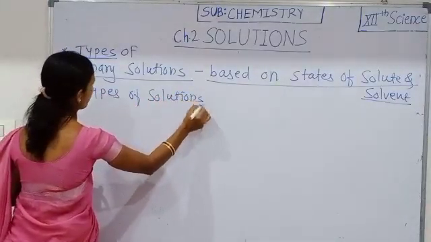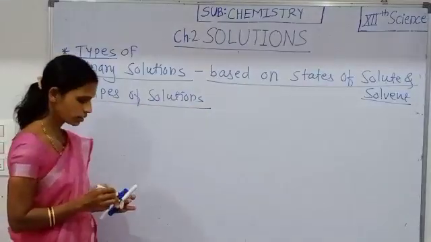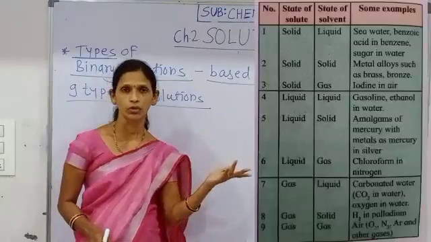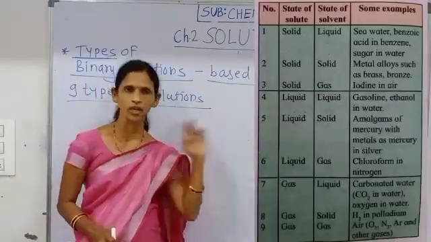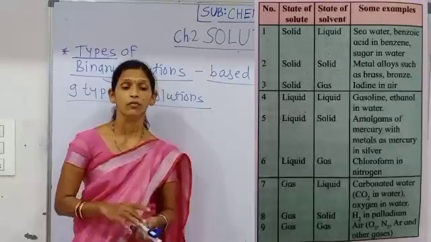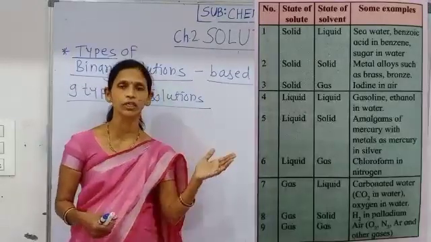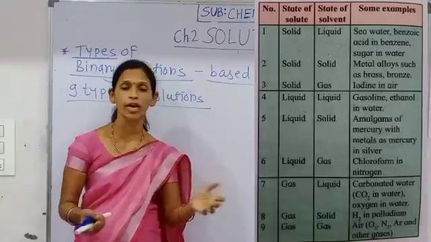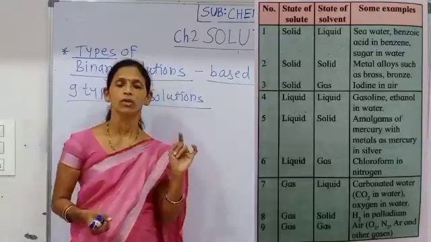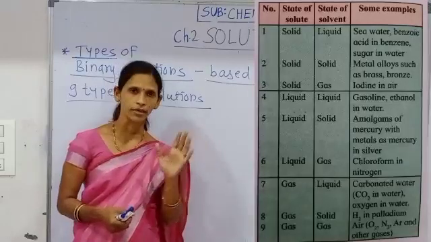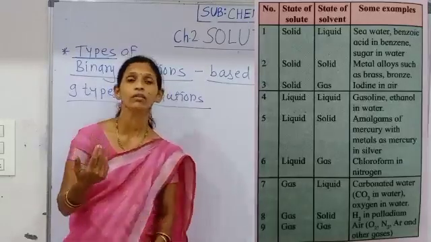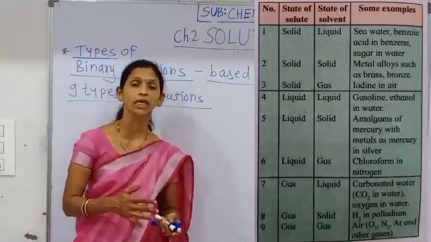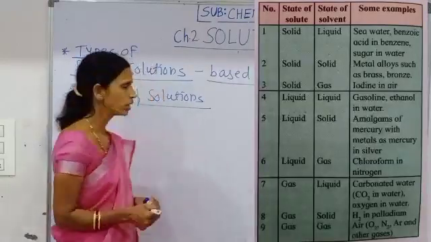solutions. See here the chart which is given in the textbook. You should observe that chart and the few examples given there of those different 9 types of binary solutions in this table or chart. Then we will study those 9 types one by one, taking examples of those.